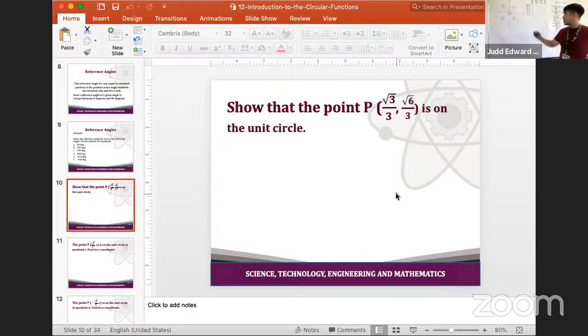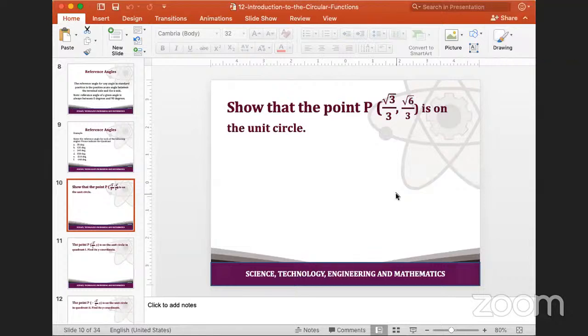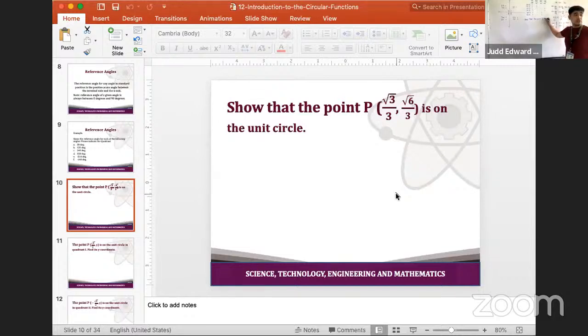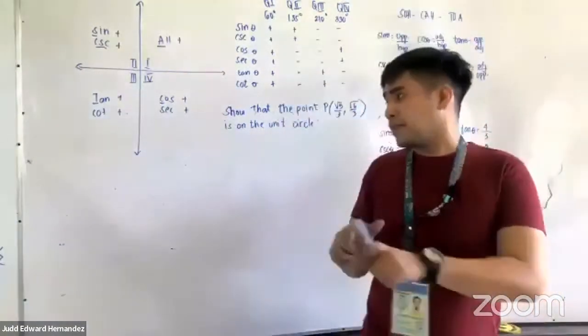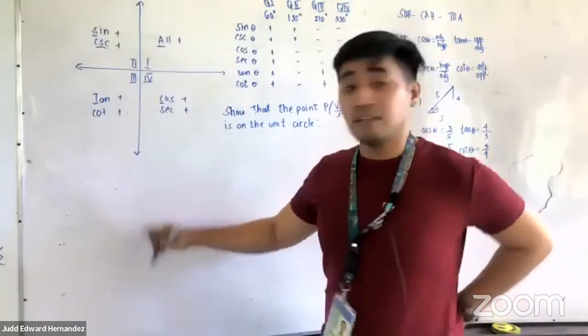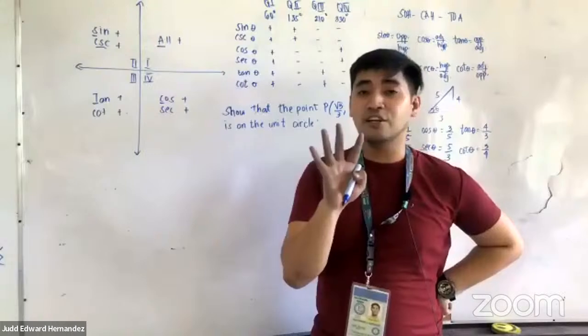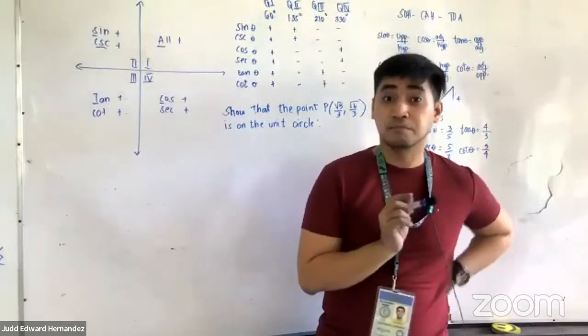Okay. The problem here is that we need to show that the point P, which is square root of 3 over 3, square root of 6 over 3, is on the unit circle. How do we show that? Okay, paano daw natin ipapakita that it is really on the unit circle? Remember, pag sinabi nating unit circle, saan ba natin matatagpuan yung unit circle? Kung naalala niyo yung discussion natin regarding unit circle. Where can we find the unit circle?